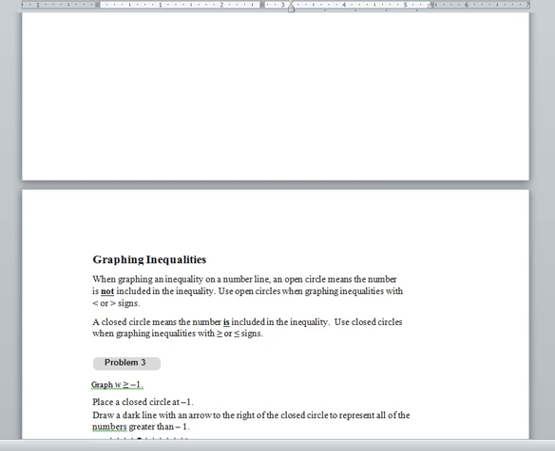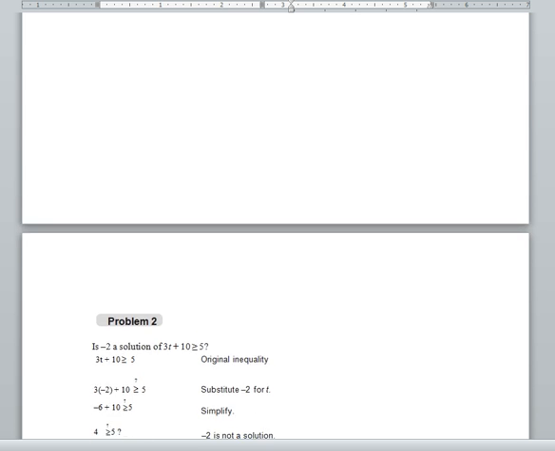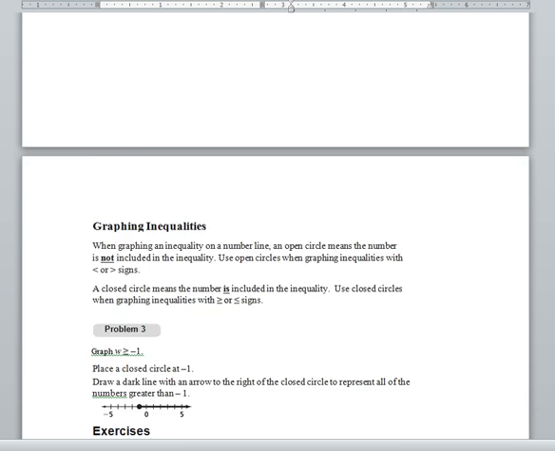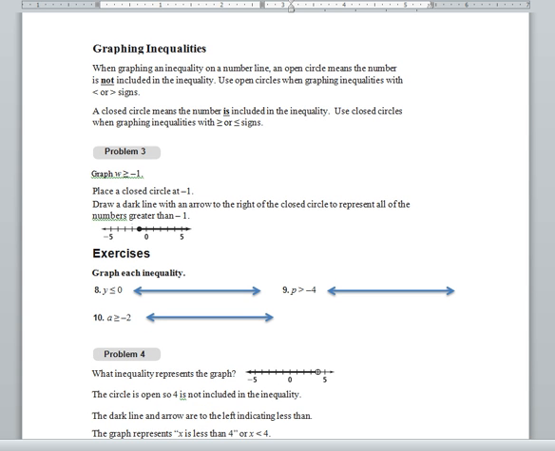Finally, we're going to graph inequalities today. When graphing an inequality on a number line, we use an open circle if we have an is greater than or an is less than sign. We use a closed circle if we have an is greater than or equal to or an is less than or equal to sign. So the first example is done for you.